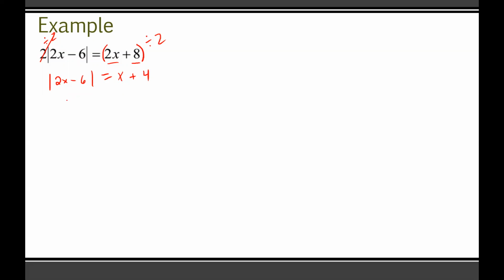Now that the absolute value is all by itself, just consider the positive and the negative versions of your answers. So in other words, 2x minus 6 could equal x plus 4, right? So this piece in here could equal x plus 4, or 2x minus 6 could equal the negative version of this. So I'll say negative, and then in brackets, x plus 4, right? You're just multiplying the whole thing by a negative 1.